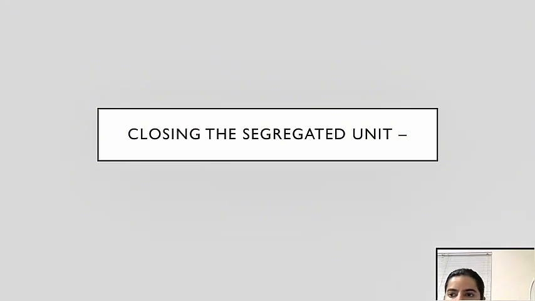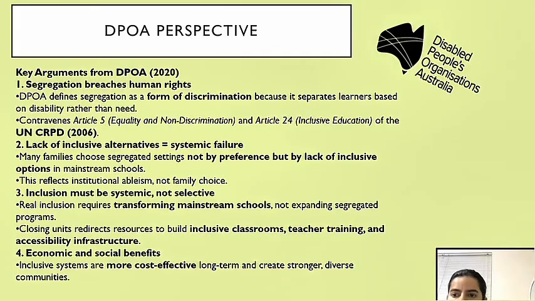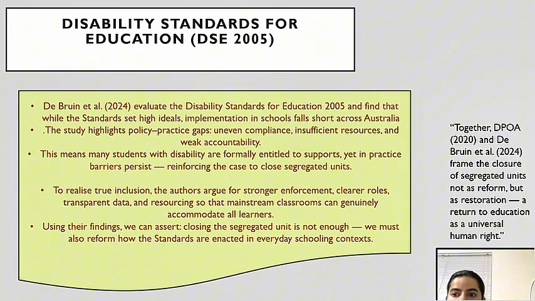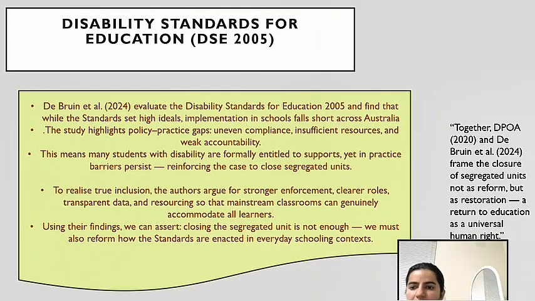Turning to the "why now" question about closing our segregated unit, this isn't only a pedagogical preference, it's a human rights requirement. The DPOA argues segregation breaches equal participation rights and typically arises where mainstream inclusion has not been properly resourced. The Disability Standards for Education review also found a persistent policy-practice gap. Rights exist on paper, but uneven implementation, weak accountability, and variable resourcing mean many learners still experience barriers. Their conclusion actually strengthens the case for closure.